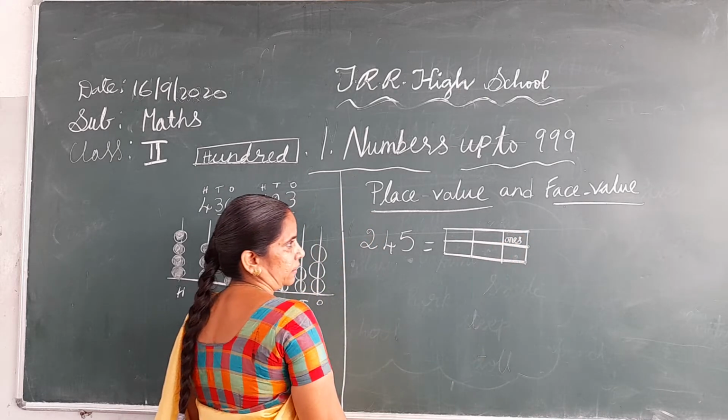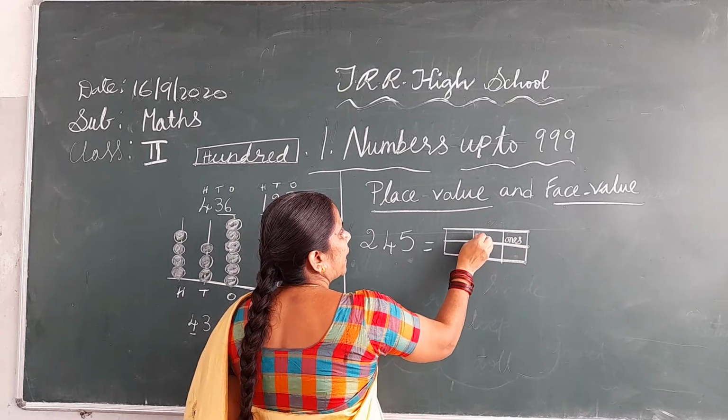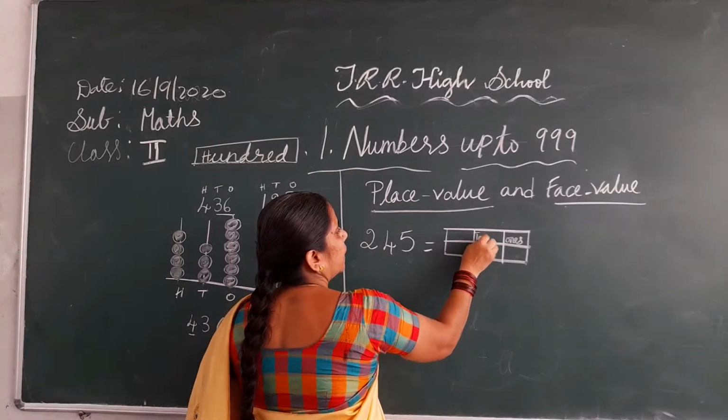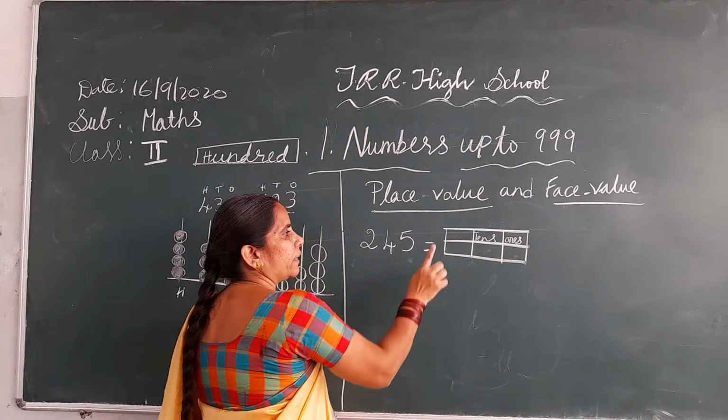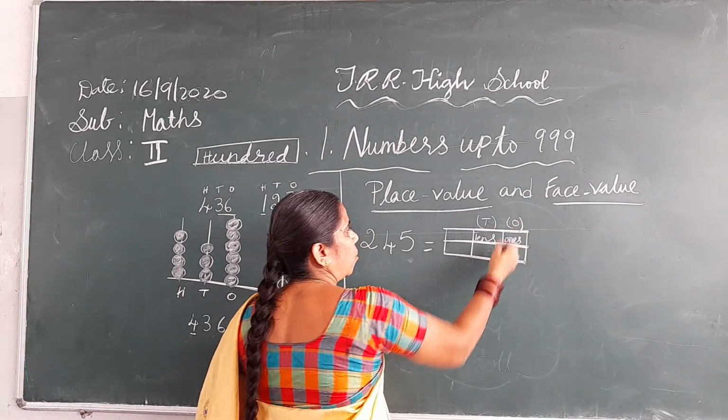O-N-E-S. Ones. You can put O also. Next is the tens. T-E-N-S. Tens. For tens you can put T. For ones you can put O.